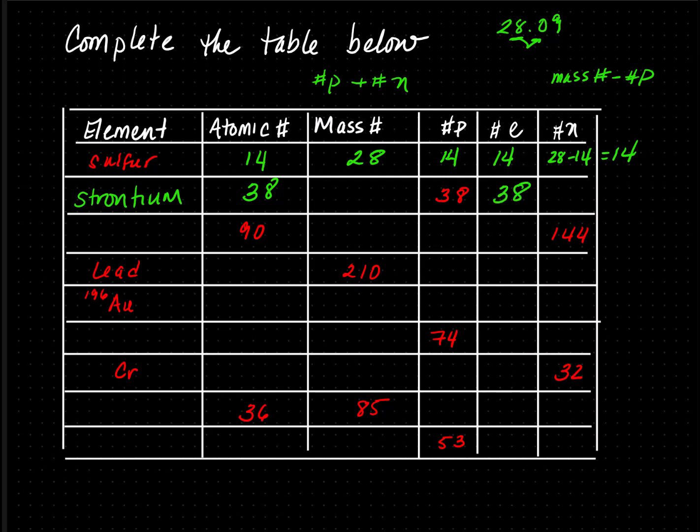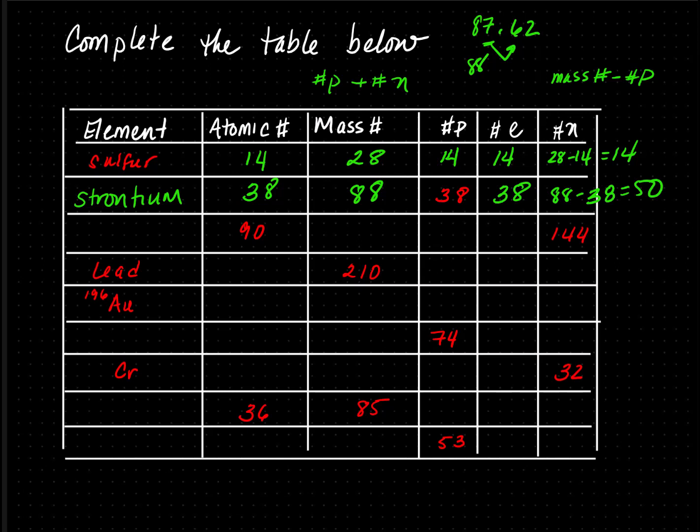The mass number is not given. The number of neutrons is not given. We look up the mass number on the periodic table. Strontium has an atomic mass of 87.62. Rounded to the ones place, this becomes 88. The mass number is 88. The number of neutrons is 88 minus 38, which is 50. Pause the video, fill in the rest of the table, and check your answers.